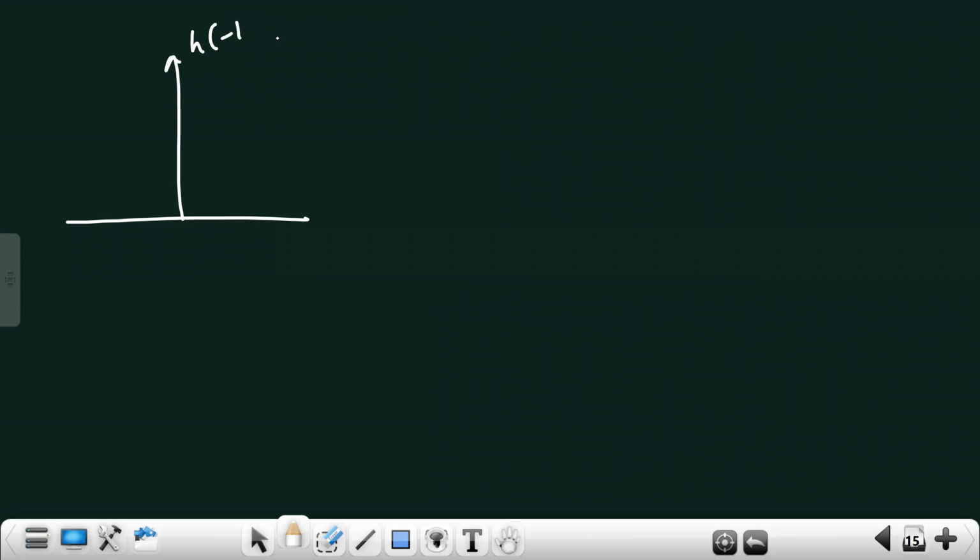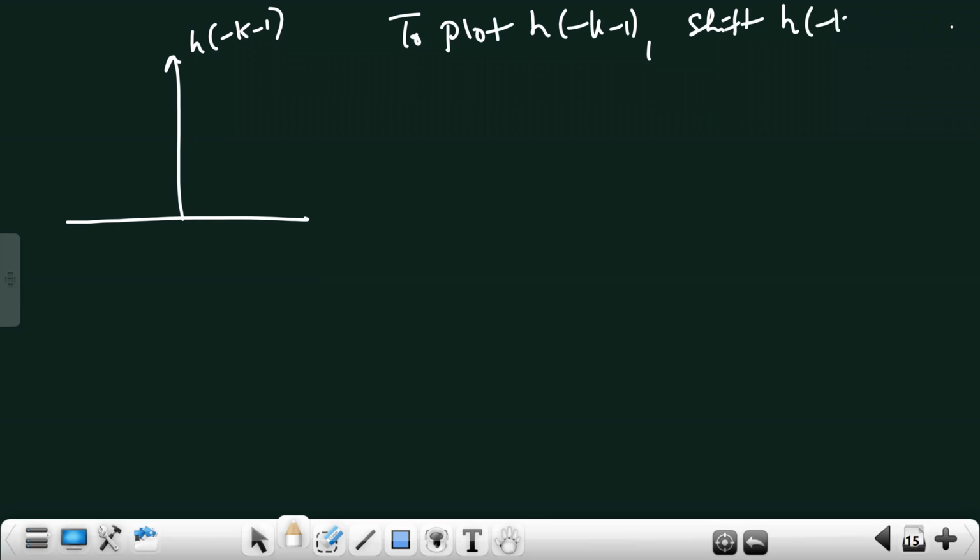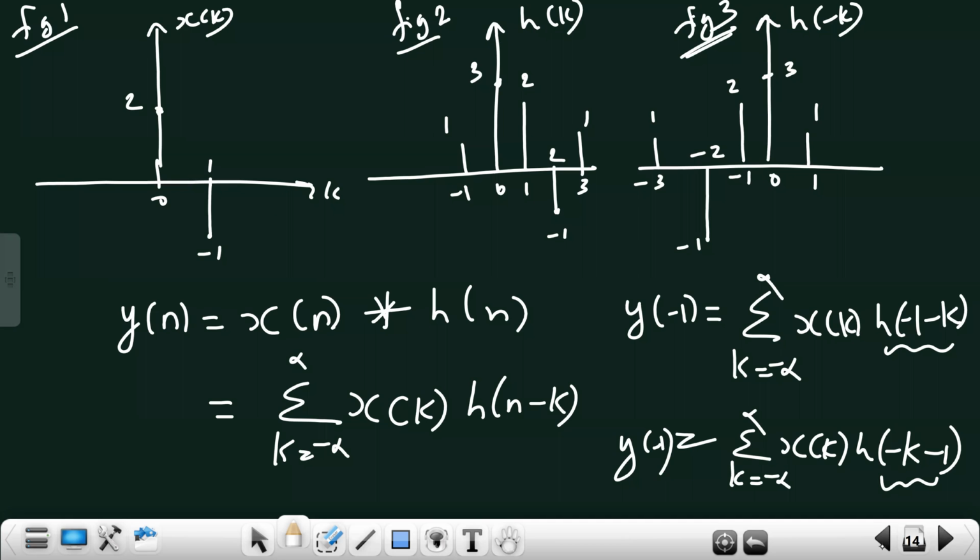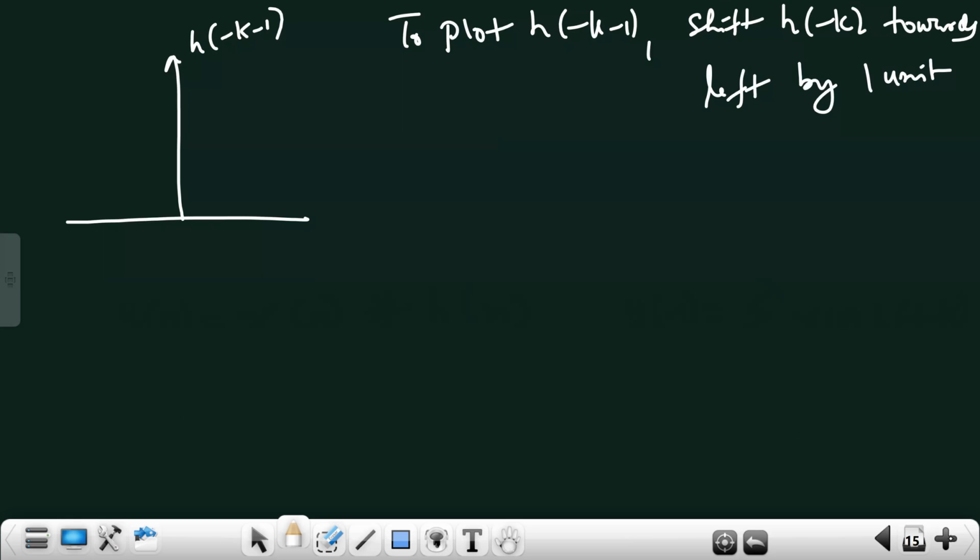So to plot h of minus k minus 1, what do you need to do? You need to shift h of minus k towards left by 1 unit. Already you have plotted h of minus k in figure 3. So when you shift that towards left, it will start from minus 4 and end with 0.